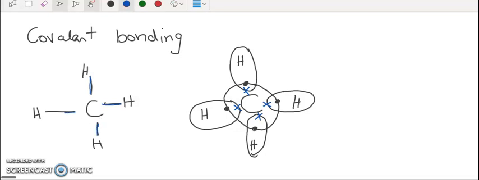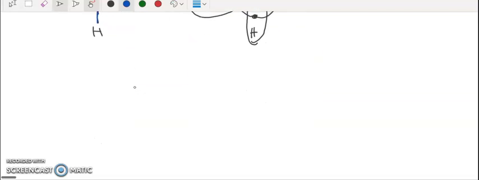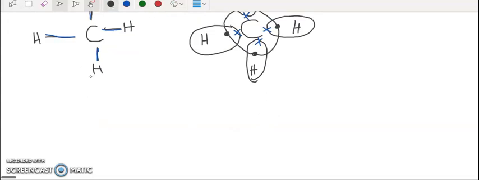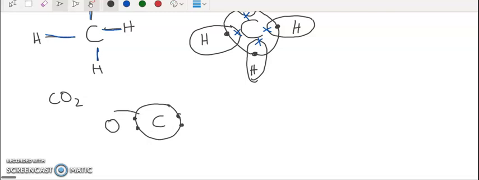Suppose there were two electrons, like in CO2. So for CO2, let's start by drawing the dot and cross structure. Oxygen is going to shift its electrons like this because oxygen needs two more electrons to complete its outer shell to gain eight electrons. So oxygen is going to share its two electrons with carbon, and it has its other electrons here.